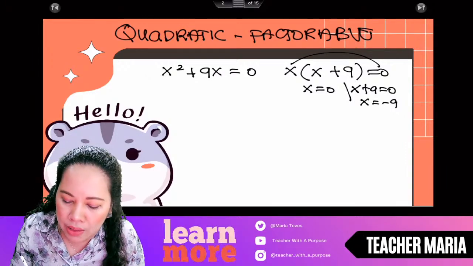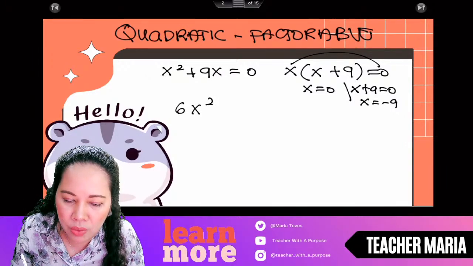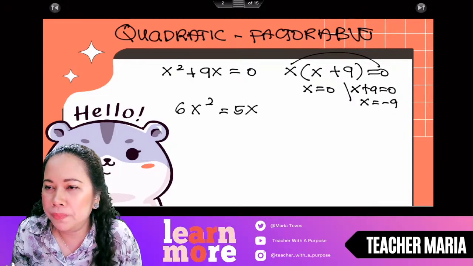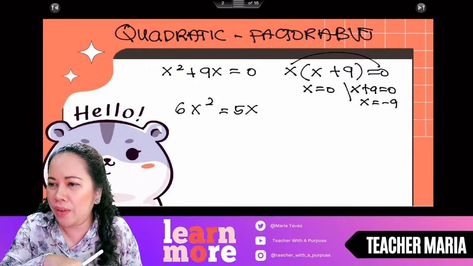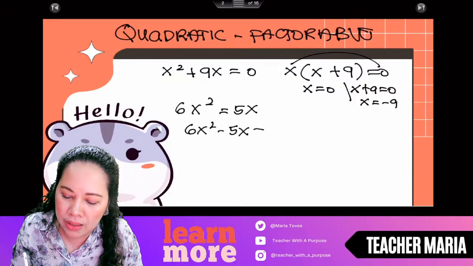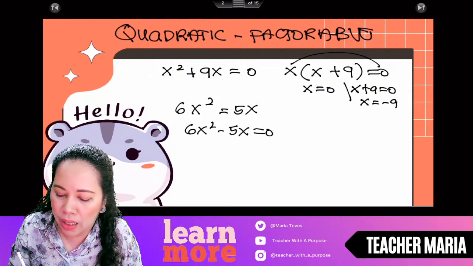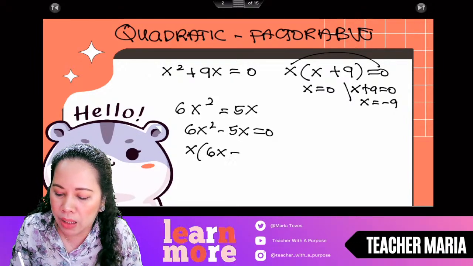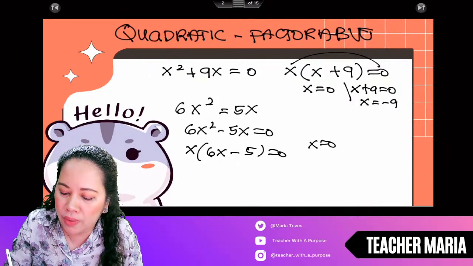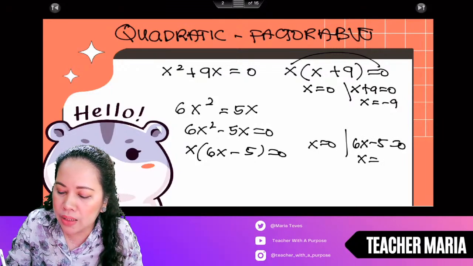All right. So another example, if you have 6x squared equals 5x. So what you need to do is transfer 5x to the other side. That will be 6x squared minus 5x. Factor it out. X is common, 6x minus 5. So you will have x equals 0 and 6x minus 5 equals 0. So x is 5 over 6.